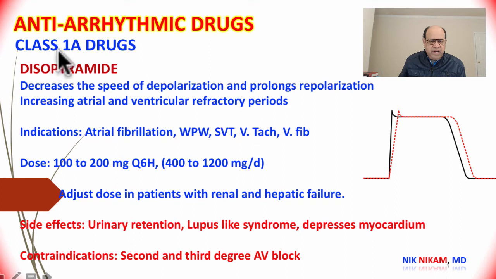Disopyramide is another class 1A antiarrhythmic drug similar to Quinidine and Procainamide, and the indications are mostly for ventricular arrhythmias. It is given in a dose of 100 to 200 milligrams every 6 hours up to a maximum of 1200 milligrams per day. The dose has to be adjusted in patients with hepatic and renal failure.